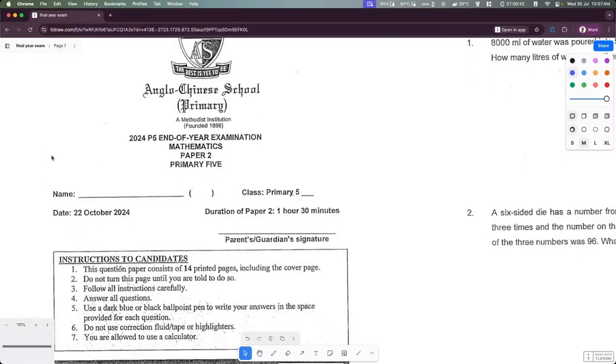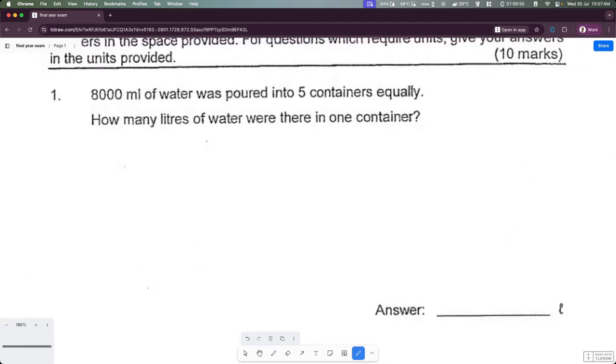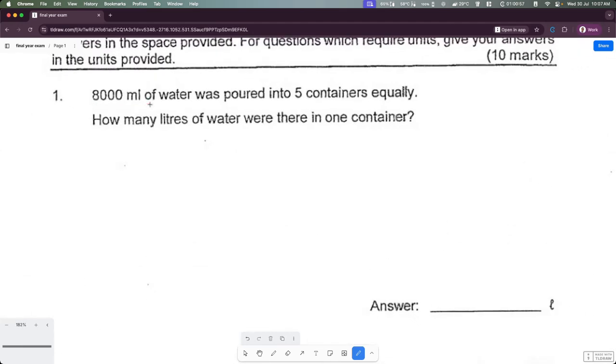In this video, we're going to go through the Anglo-Chinese School Primary 5 end of year examination, Mathematics, Paper 2. Okay, so let's get started on the first question. The first question says 8,000 milliliters of water was poured into 5 containers equally. How many liters of water were there in one container?